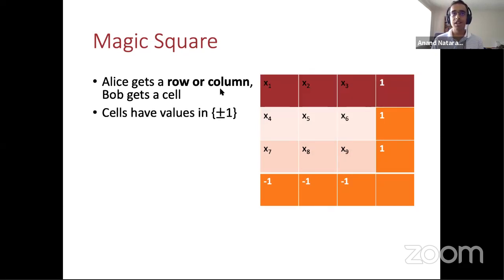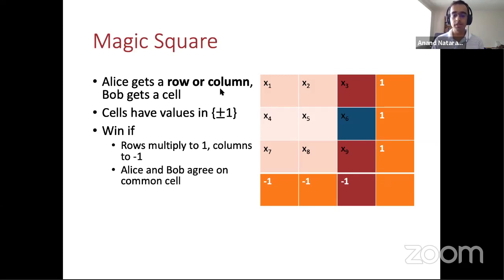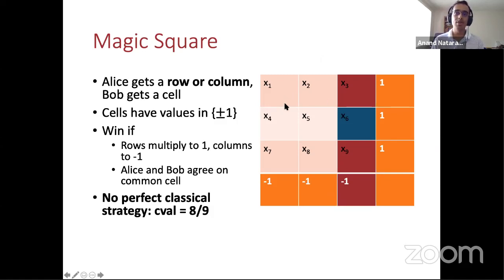And so, for instance, Alice might get asked for this row or that column, and then Bob will be asked for a cell that lies on Alice's row or column. And so they have to respond with assignments to these variables, and then they win if the following conditions hold. So first, you have these parity conditions that the rows have to multiply to 1, the columns have to multiply to -1, and Alice and Bob have to agree on the common cell. So you can check that there's no classical strategy that wins with probability 1 in this game, essentially because there's no consistent assignment to all the entries in the square that satisfy these parity conditions. However, there is a perfect quantum strategy, which has value 1, and that perfect quantum strategy is the one that we're going to try to show is unique and robust in these senses.